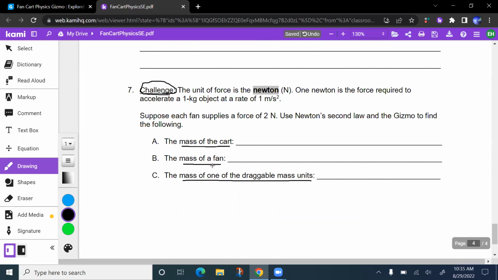Once you are done, please go ahead and click Turn In and submit the lab.